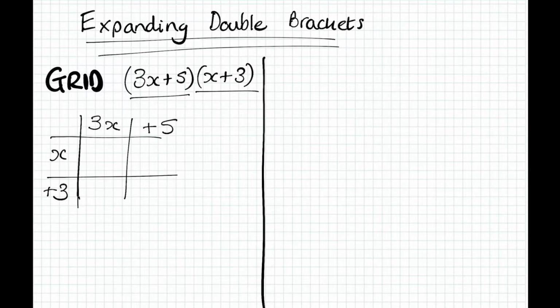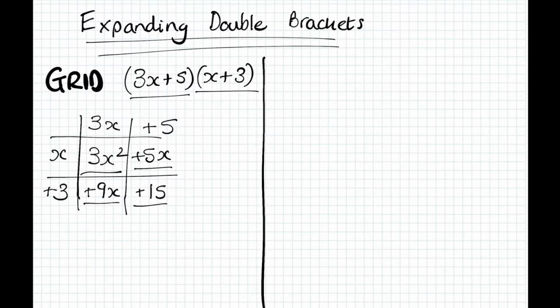Then it's as simple as multiplying each expression together in each part of the grid. So let's start with this box here. We've got x multiplied by 3x. So that's going to give us 3x squared. For here, we're going to have 5 multiplied by x, which is going to give us 5x, or positive 5x if you need to remember that. And then here we're going to have 3 multiplied by 3x, which is going to give you a 9x. And then here 3 times 5, which is a positive 15.